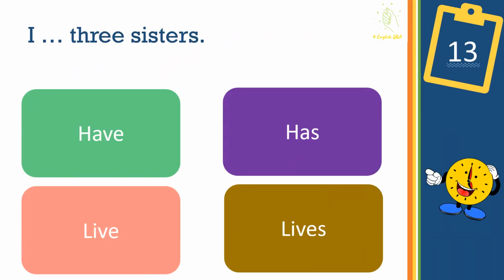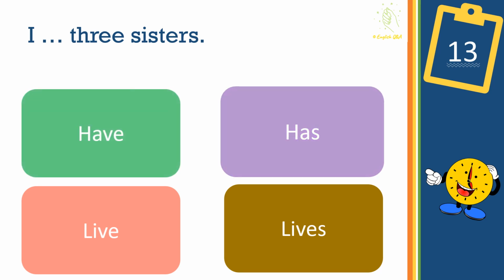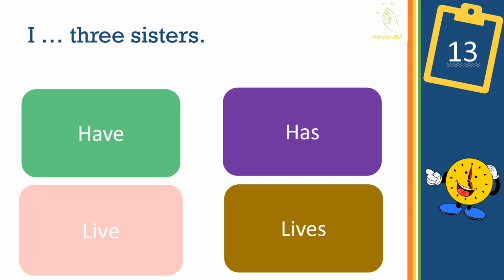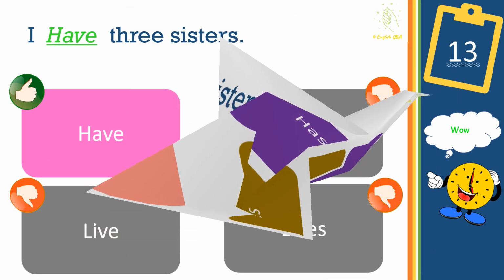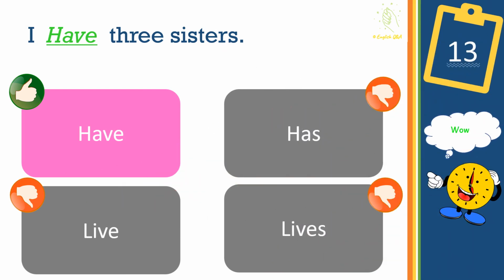Question 13. I dash 3 sisters. Guess the correct answer. Have. Has. Live. Lives. Correct option is have. I have 3 sisters.